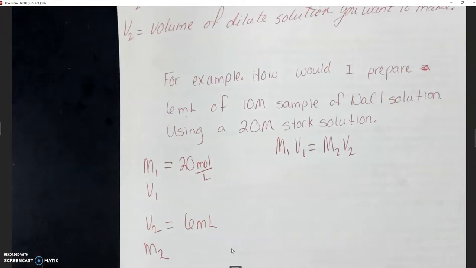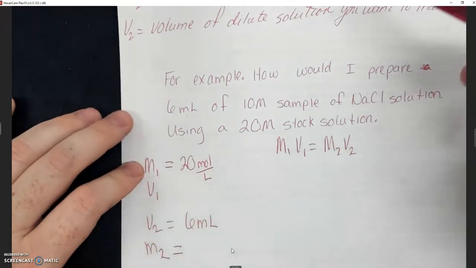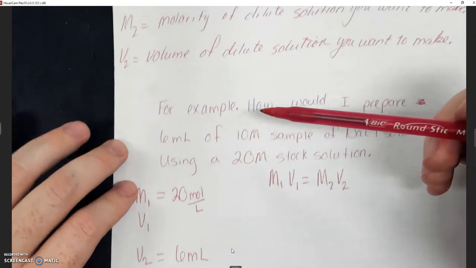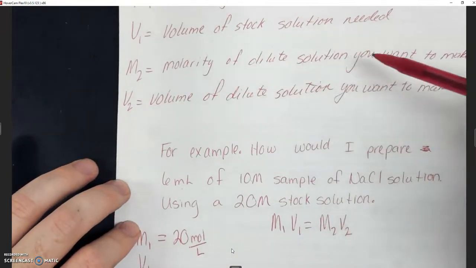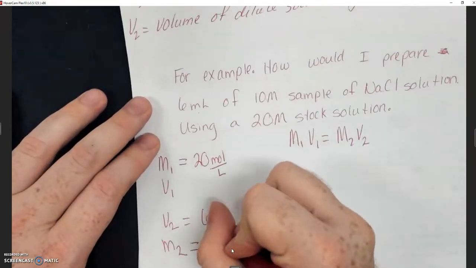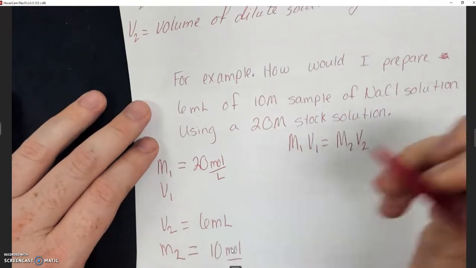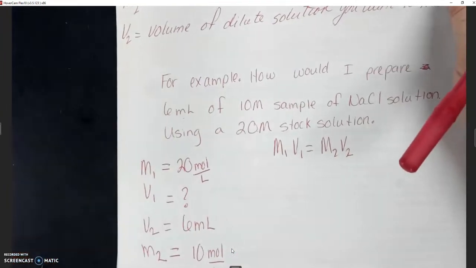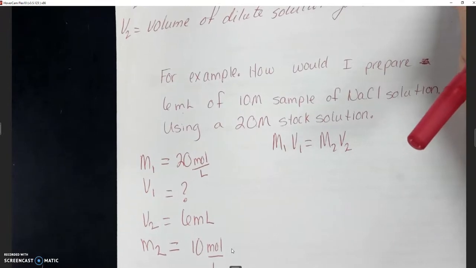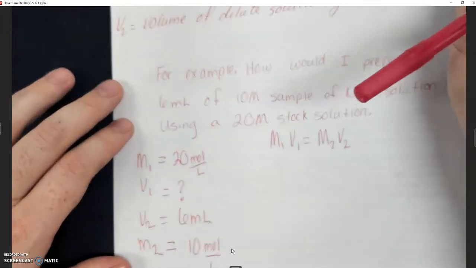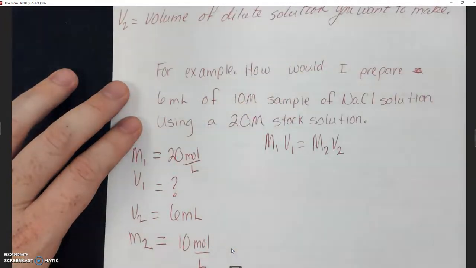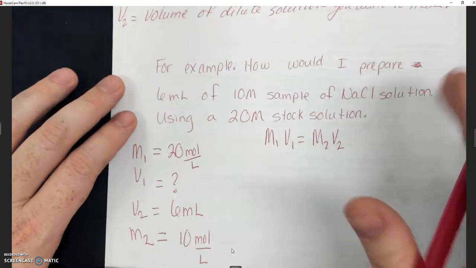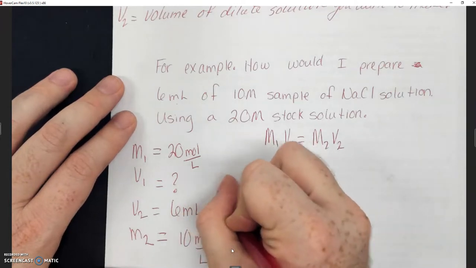It's telling me to make a 10 molar solution. That's what I want to make. M2 is the molarity of the dilute solution that I want to make, so M2 is equal to 10 moles per liter, which means V1 is what I'm looking for. It didn't specify how much of the stock solution I need. I need to figure that out. Moles per liter is molarity, which means when we have volume, we need to make sure that all of our volumes are in liters as well. So I've got to convert this 6 milliliters into liters.